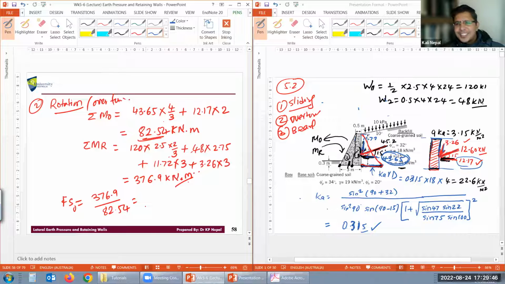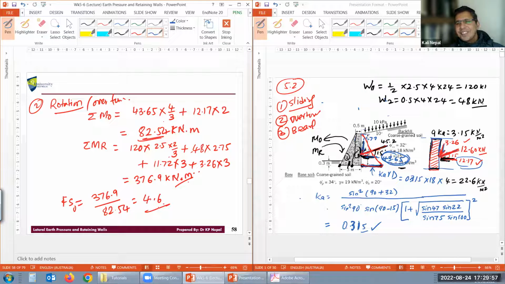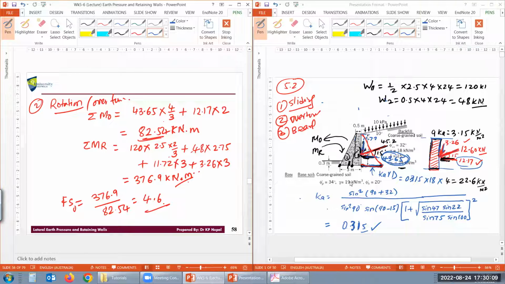It does not rotate, yeah? Can you compute that? Nearly 4.6, you see? That's a big one, right? Because this is a big factor of safety. So this wall will not rotate, but there is a chance of sliding because the factor of safety against sliding is small. I know that's because of no passive on the other side.